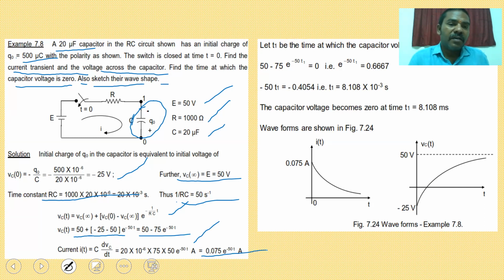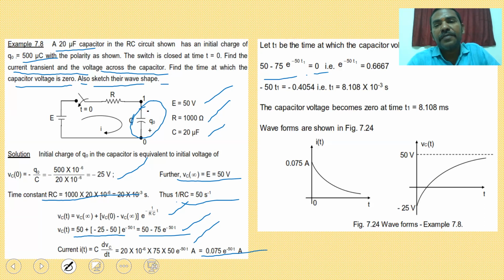Then your time value you have to calculate. Find the time at which the voltage across the capacitor is 0. So your voltage value is 50 minus 75 e power minus 50t is equal to 0. Immediately when the switch is closed, the capacitor acts like a short circuit, so the initial condition only you have to take. So that is 50 minus 75 e power minus 50t is equal to 0.